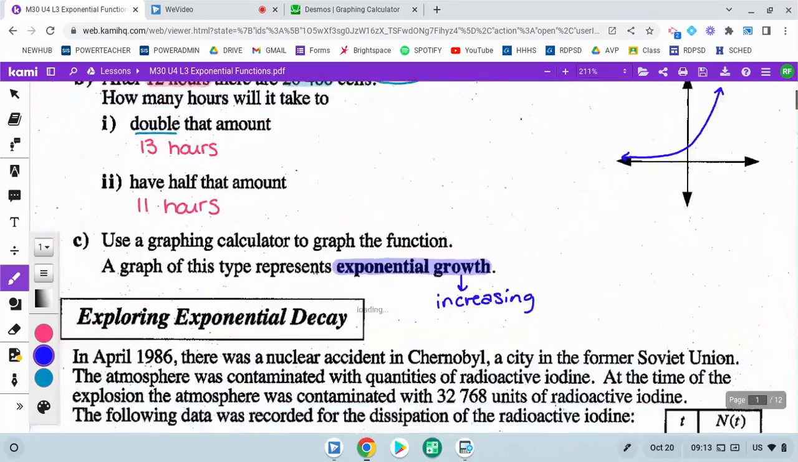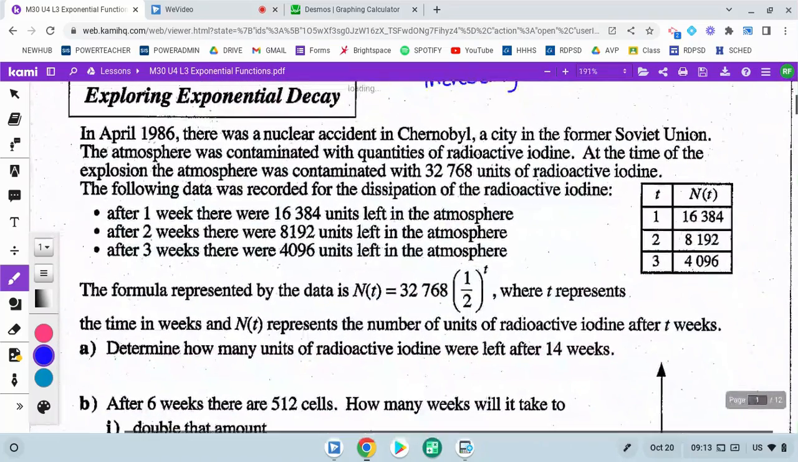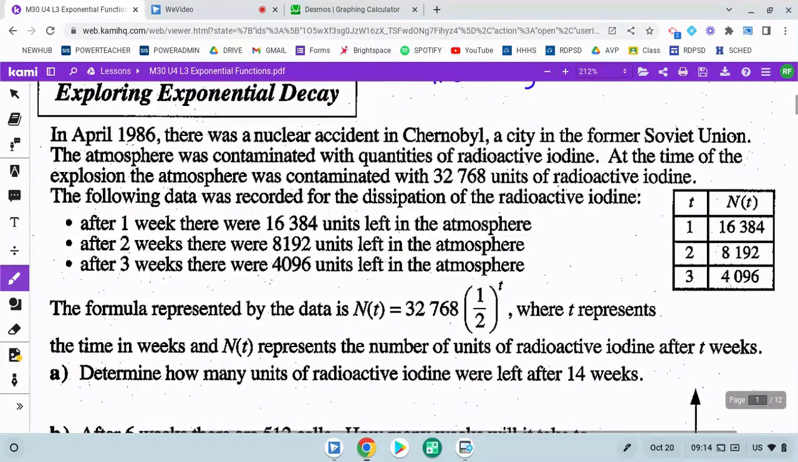Okay, cool. Next up, we're going to look at an exponential decay question. Just from the wording, I think you can gather exponential growth means I'm increasing, whereas exponential decay, I would be decreasing instead. So let's look at this example.